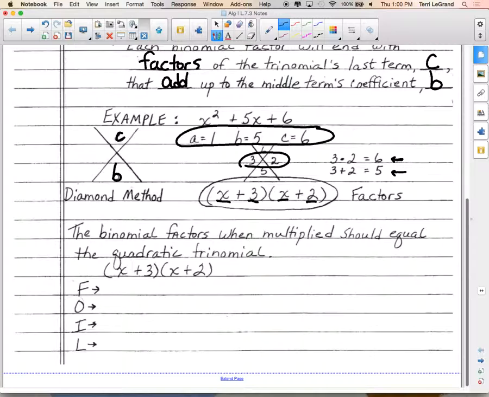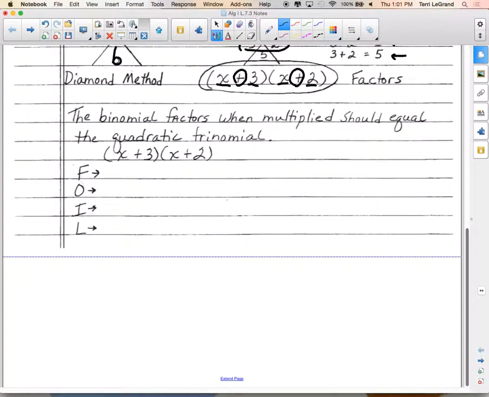And why is it addition? Because both of them were positive numbers. Multiply that back out, and I want you actually to use the FOIL method like I have set up down there. Multiply x plus 3 times x plus 2 and see what happens.